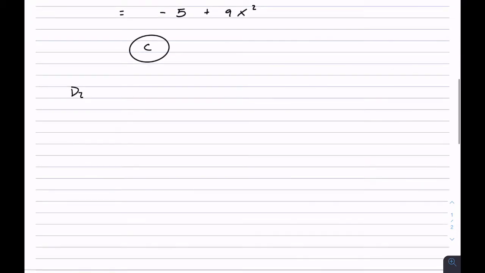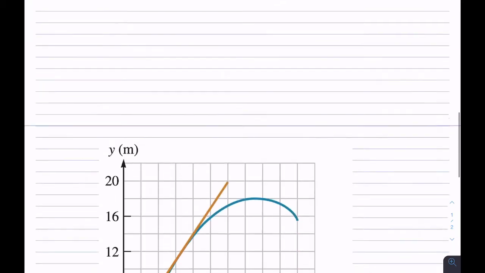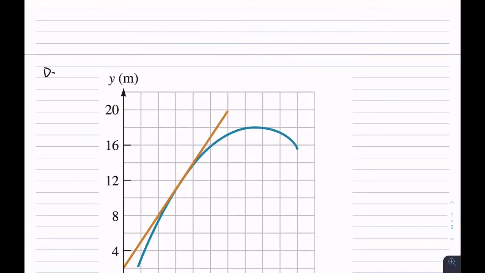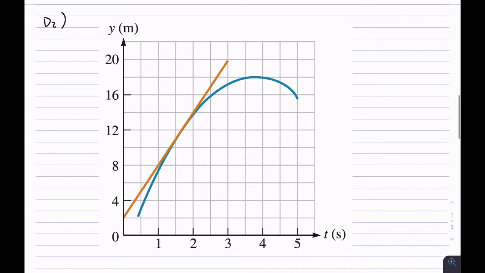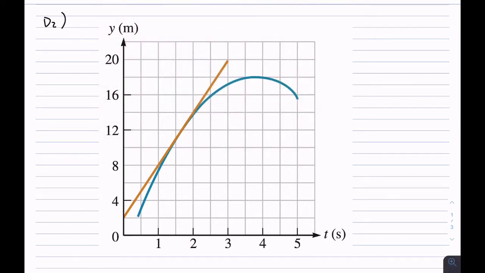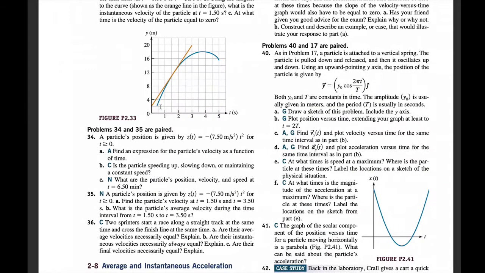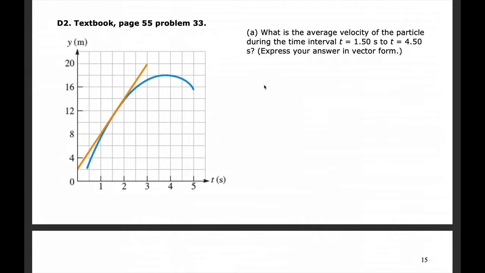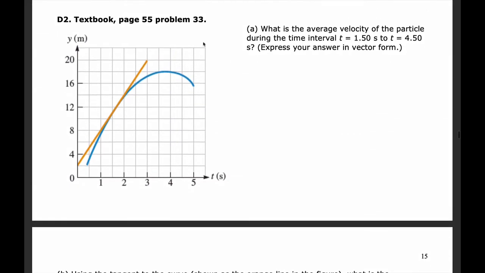D2. Let's just go down here. D2, because I have the graph, so this is going to make it a little easier. Okay, so you can find this in your textbook, it tells you here, page 55, problem 33. So that's what it looks like in the book.